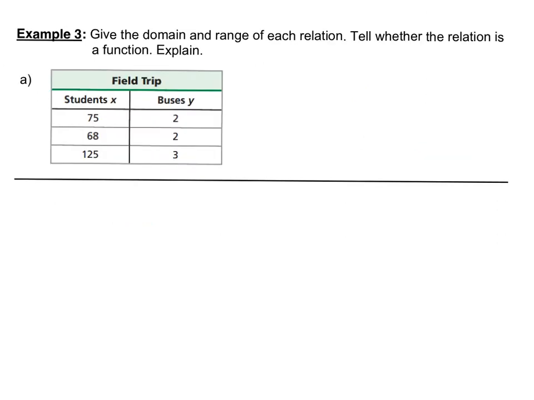For example 3, since the domain and range are distinct points, this is discrete again. So for my domain, I'm going to list out the values from smallest to largest, 68, 75, 125. And for my range, my values would be 2 and 3. I'm not going to write the repeated 2. So to tell whether the relation is a function or not, you need to see if each domain value is paired with exactly one range value. So this relation is a function.